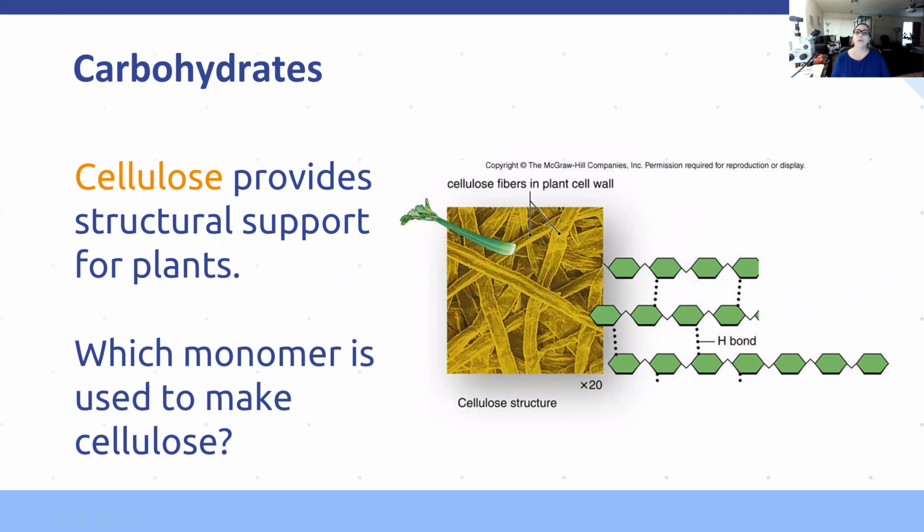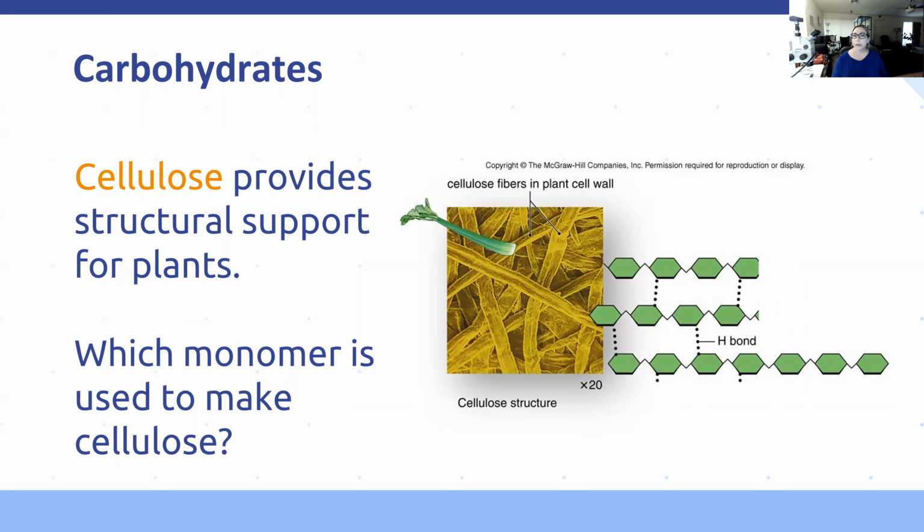Now, finally, you need to know the polysaccharide cellulose. Cellulose is in the plant cell wall, and it gives structure to the plant. It makes those cell walls rigid. Think about the stem of a plant, right? It has to be upright. So something needs to make it strong, and that is cellulose.